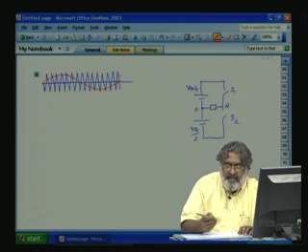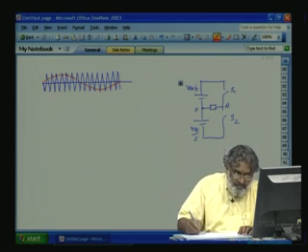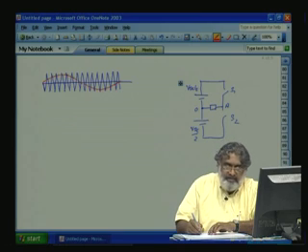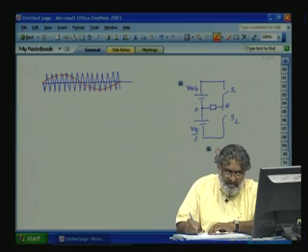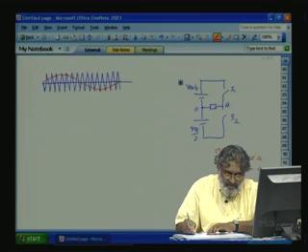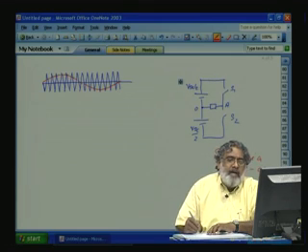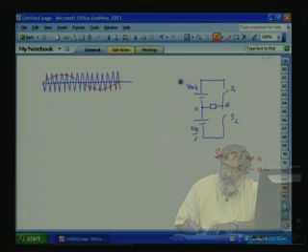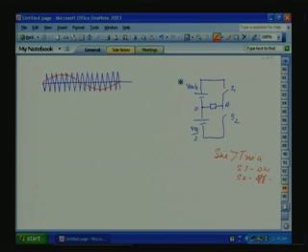Now, as I told before, the switch sequence: when sine is greater than the triangle, top switch S1 is on, and at that time when S1 is on, S2 is off. Next, when sine is less than triangle, that is our carrier wave, S1 is off and S2 is on. This is the switching sequence.